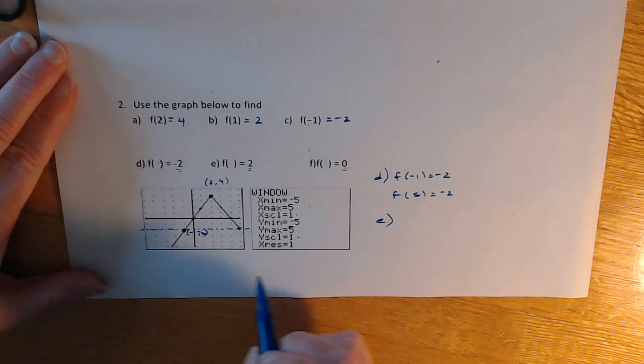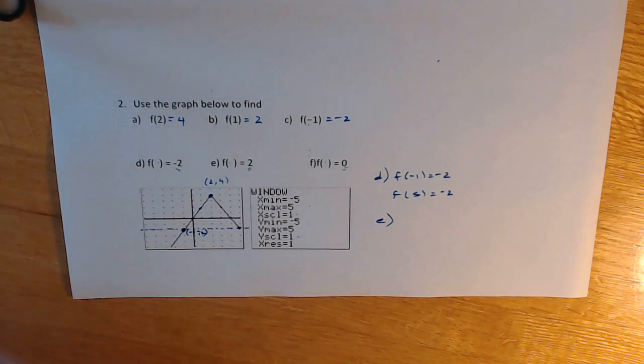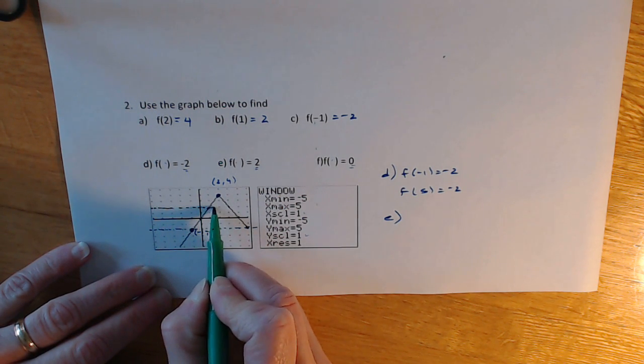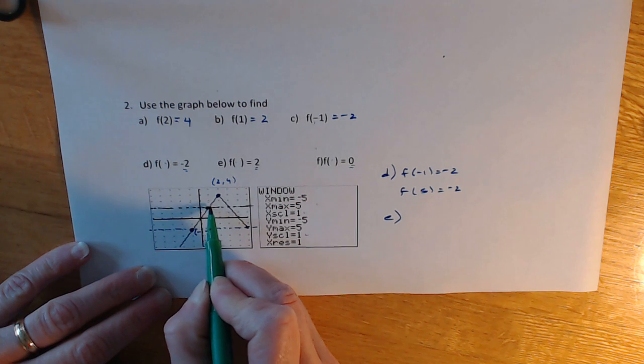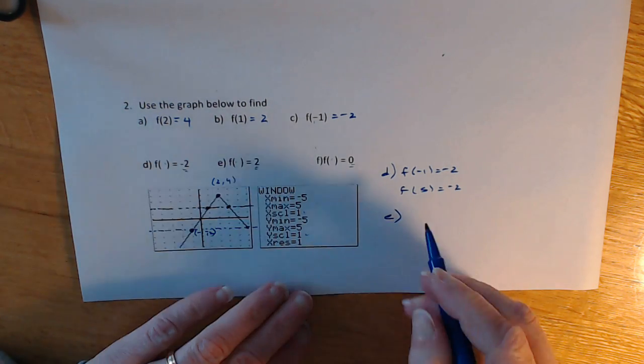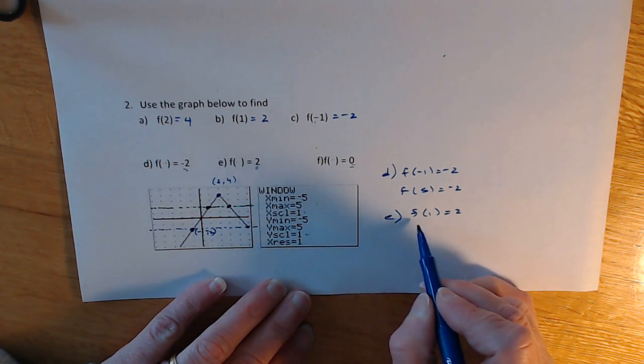For part E, we're looking for outputs of 2. So again, that's up here. Y equal to 2 is this high, so any points along that line. Here's a point that gives output of 2, and here's another one. So f of 1 is 2, and so is f of 3.